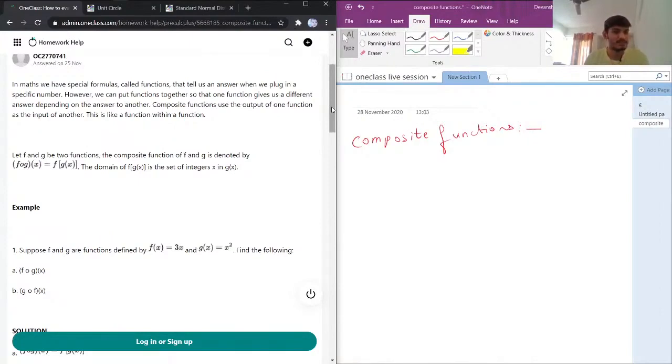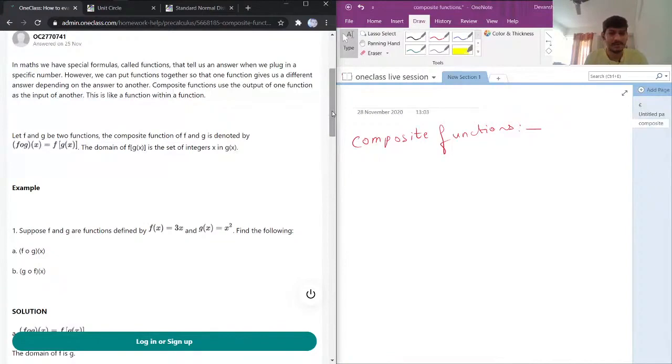In math, we have special formulas called functions that tell us an answer when we plug in a specific number. However, we can put functions together so that one function gives us a different answer depending on the answer to another. Composite functions use the output of one function as an input of another. This is like a function within a function. So correct, yeah, correct definition.